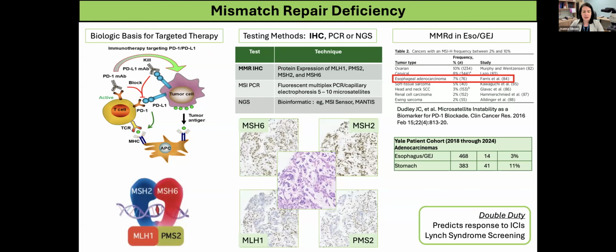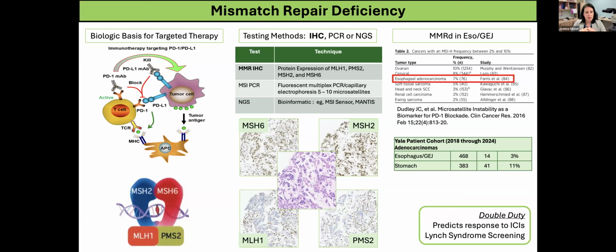So I'm just going to go through each of these. The initial ones I'll walk through in an abridged way. So mismatch repair deficiency is the biomarker that I like to say has double duty because it is used for a couple of different clinical contexts. The biological basis for targeted therapy is immunotherapy targeting the PD-1, PD-L1 pathway. And that's thought to occur because tumors with mismatch repair deficiency or MSI status have high tumor antigen and can activate the immune system.